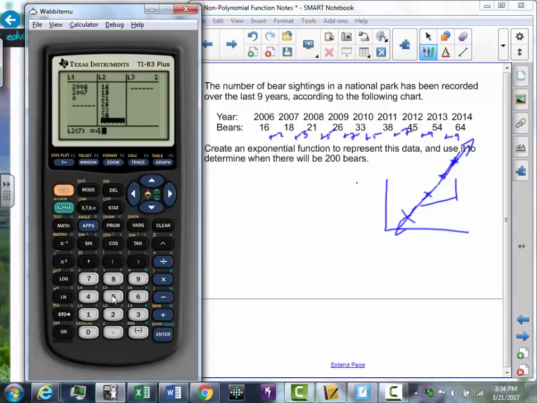I'm probably going to have you guys do this in my physics class at one point, actually. Because this is quite a useful tool to be able to create yourself an equation. 2007, 2008.